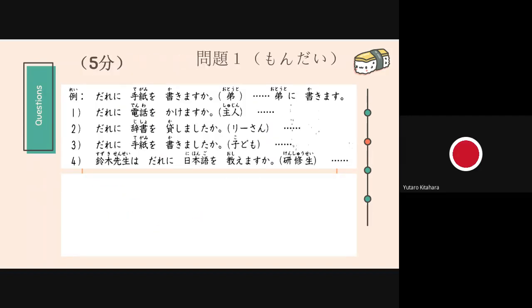Okay, so 5 minutes for you all to try. I will just straight away ask you all. Since only four people, I'll just ask you all, so those who can answer, let me see who. Aaron, for the first question, my question to you is this one, correct? Dare ni denwa wo kakemasu ka? Okay, you know what I just asked? Later the rest need to answer me also.